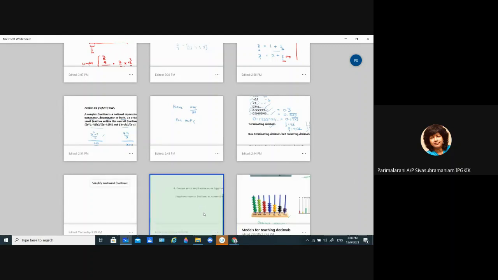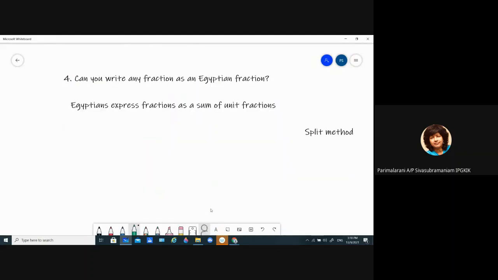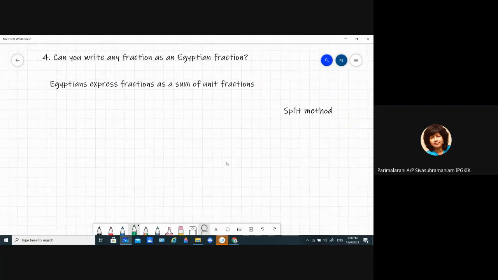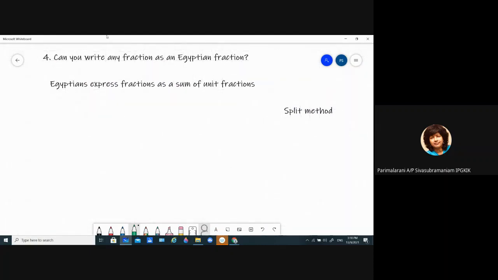Okay, so we're going on to our last topic, which is Egyptian fractions. I saw that all of you already know what Egyptian fractions are. You've already given the definitions, okay? So Egyptians express fractions as a sum of unit fractions. So let's see how to write Egyptian fractions as a sum of unit fractions. Let's look at what this means. Unit fractions are fractions where the numerator is 1. So what is the largest unit fraction?